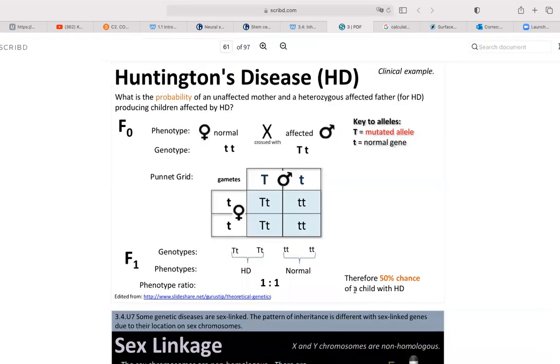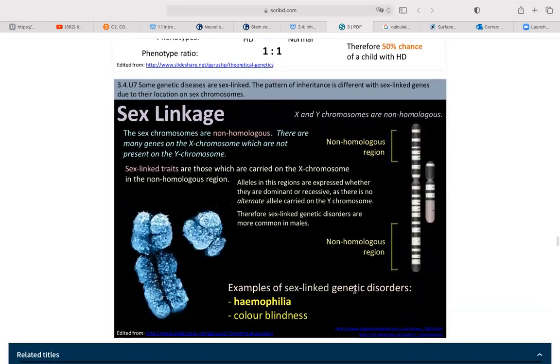So that was another example of Huntington's disease caused by a dominant allele, okay? Then we have another type of disease, okay? Some genetic diseases are sex-linked. The pattern of inheritance is different with sex-linked genes due to their location on sex chromosomes. Remember, the sex chromosomes that we have are X and Y. This is the X chromosome, as you can see here, and this is the Y chromosome, it's shorter. Remember, we have fewer genes in these sections.